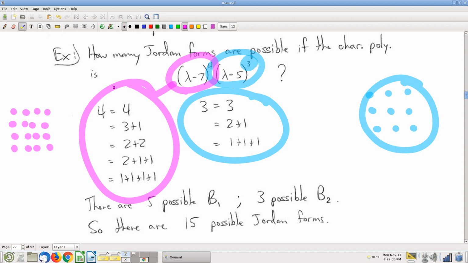So altogether, grand total, there's 5 possibilities here, for each of which there are 3 possibilities here, and 5 times 3 is 15. So there's 15 possible Jordan forms, grand total.